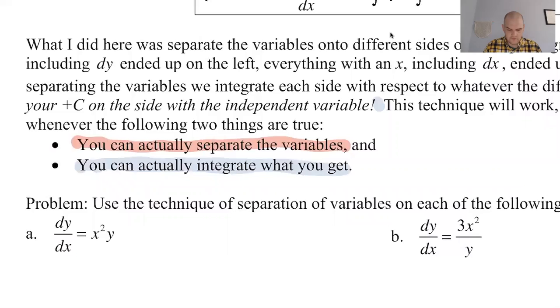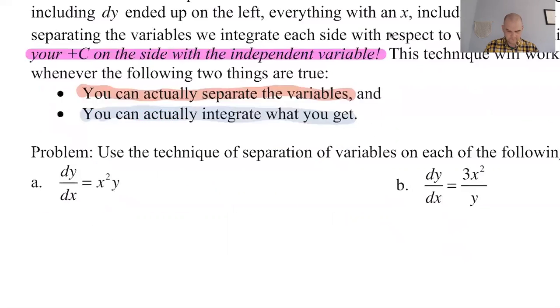Whoa, accidentally dropped my stylus there. Plus c goes on the side with the independent. Can you, nope, I thought it would become a line. Let's try again and go. Look at that.